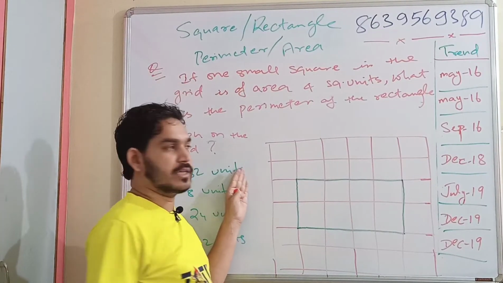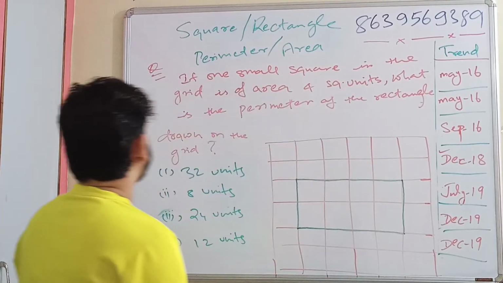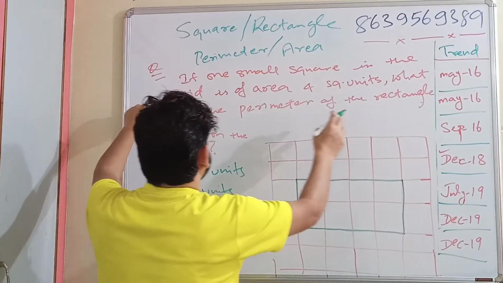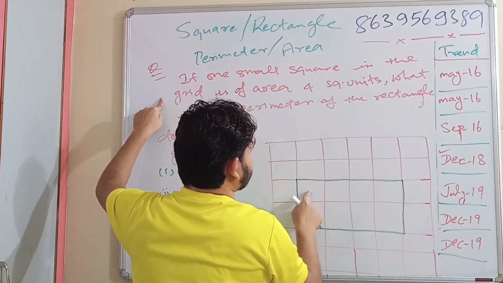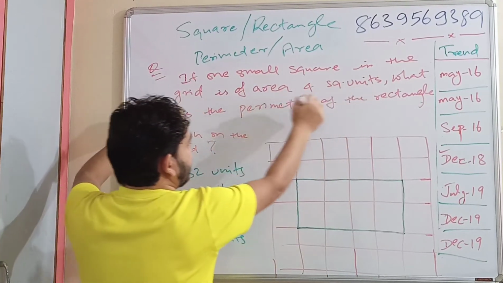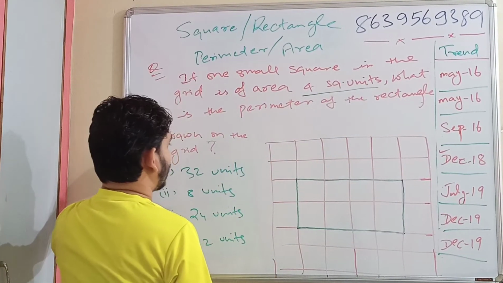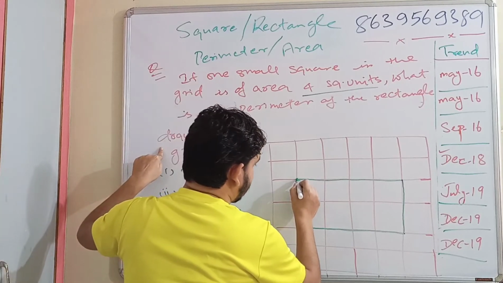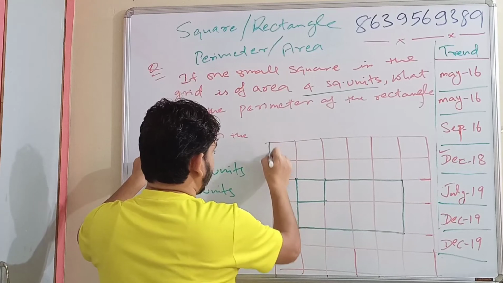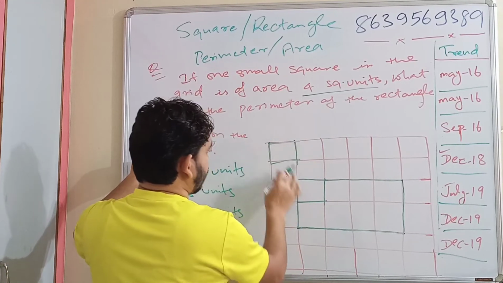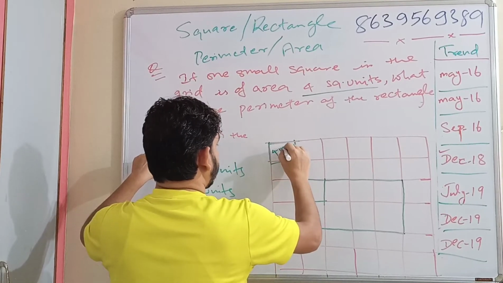So this is one question which has come in December 18. Let's see. If one small square in the grid is of area 4 square units, what is the perimeter of the rectangle drawn on the grid? It's given that the area of one square, if you take any of these, is 4 units square.